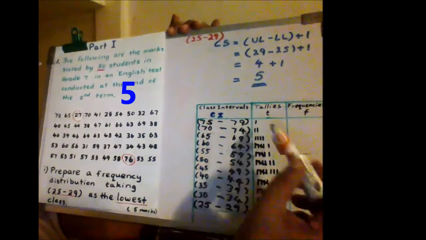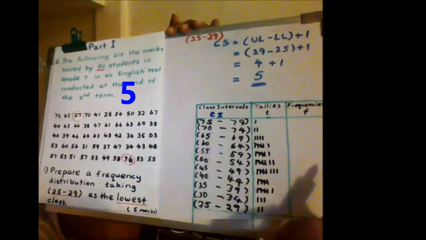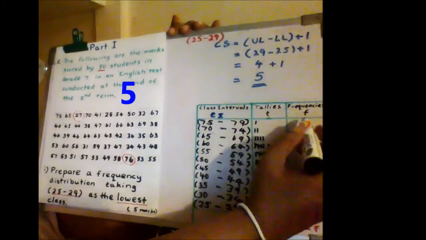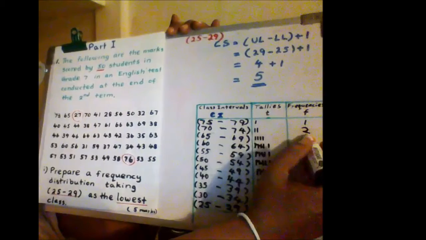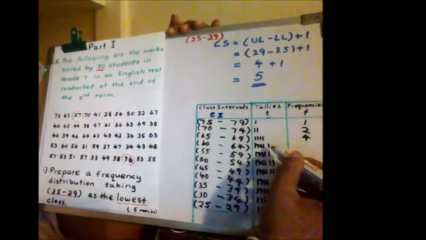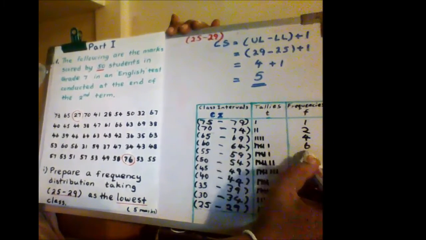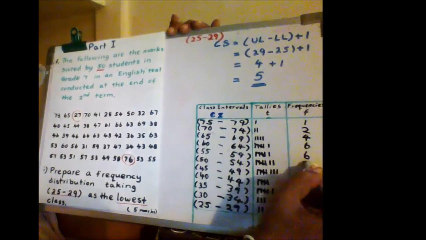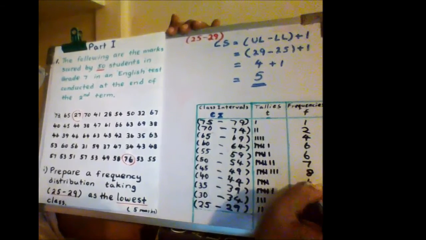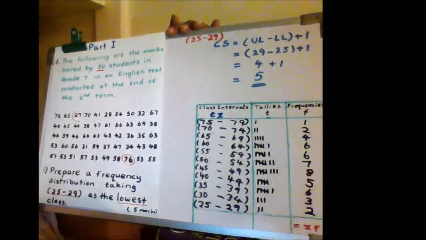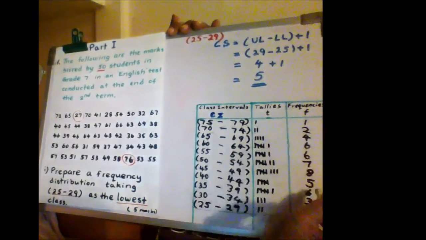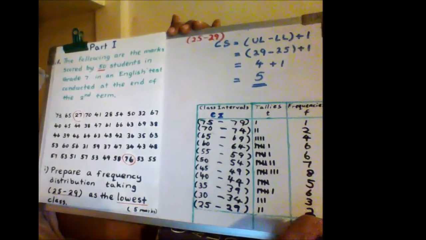Now here the tallies are completed. We'll put the frequencies. 1, 2, 4, 6, 7, 8, 5, 6, 3, 2. And get the total. You'll get it as 50.